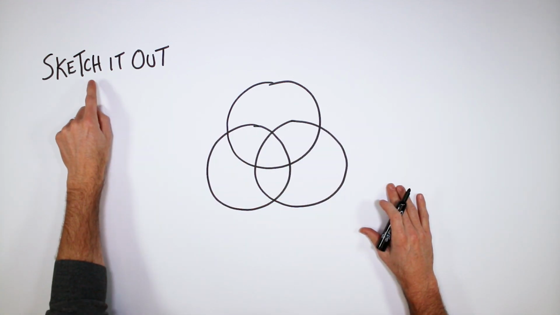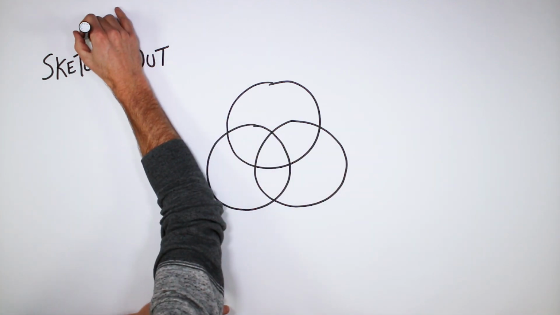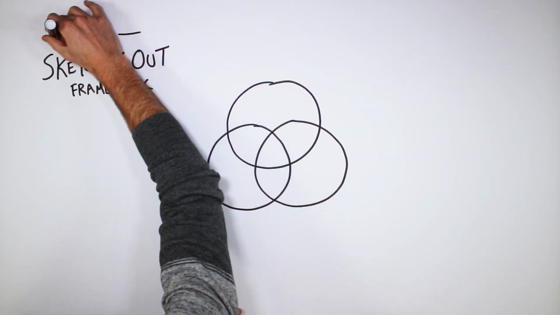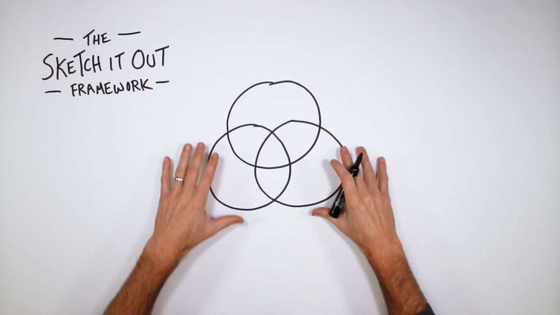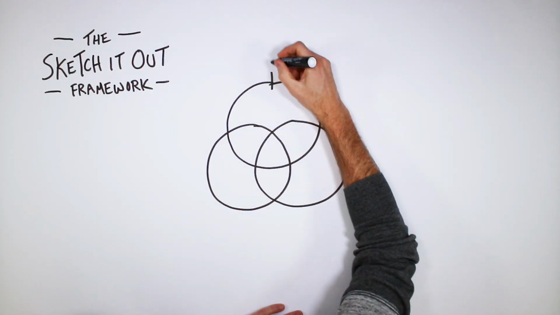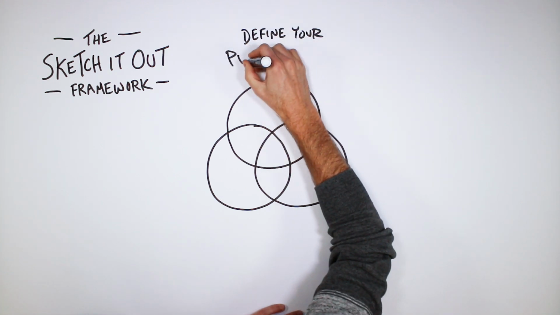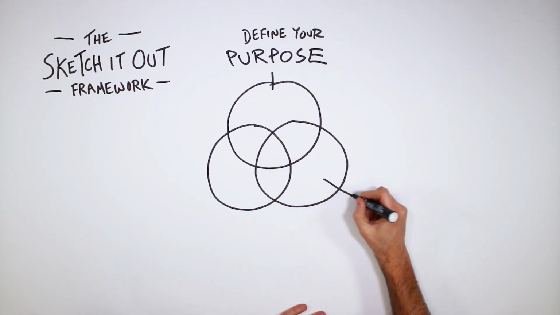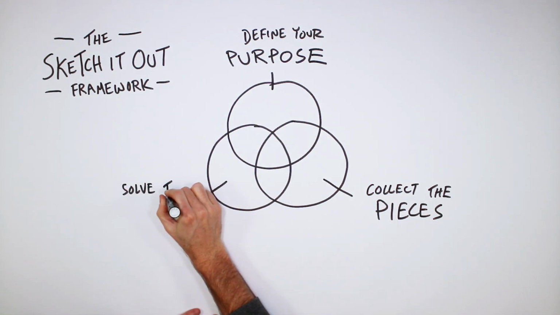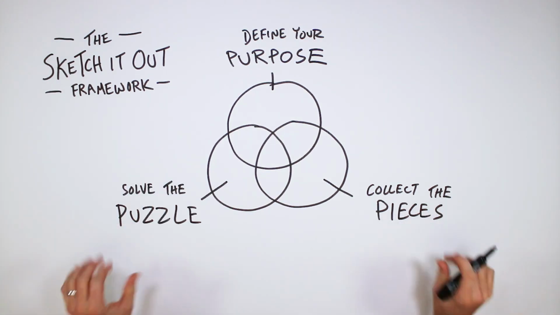And to support folks in their effort to sketch it out, I have developed the Sketch It Out framework. And that is what I'm going to share in this video, using this Venn diagram as a supportive model here. It starts with defining your purpose. Then we move on to collecting the pieces. And we'll finish things off by solving the puzzle. Let's break down what each of these mean.